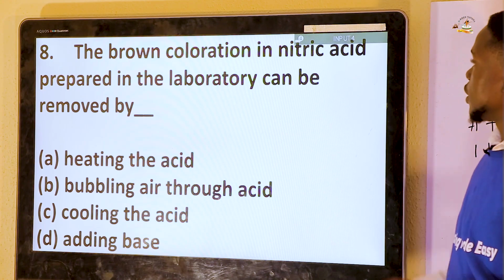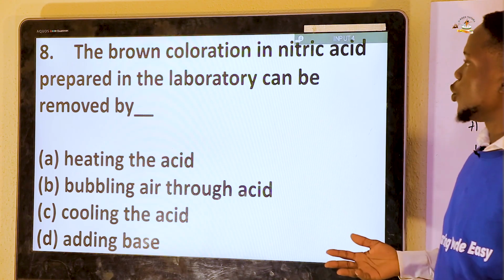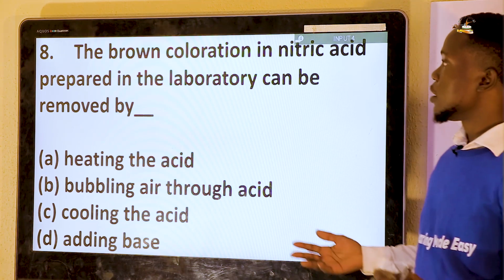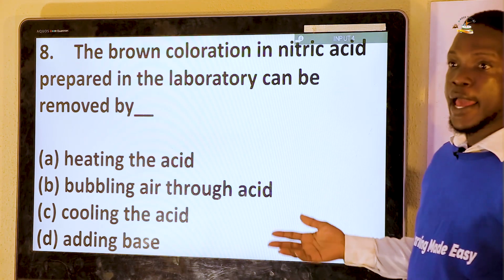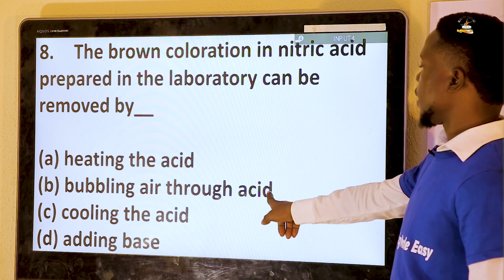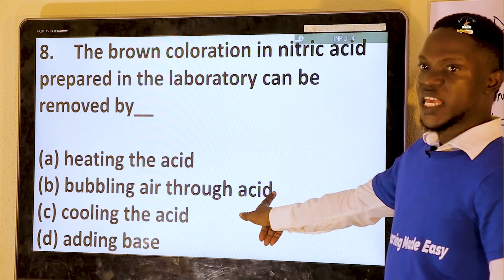The brown coloration in nitric acid prepared in the laboratory can be removed by, you can remove it by bubbling air through the acid. So the answer is option B.